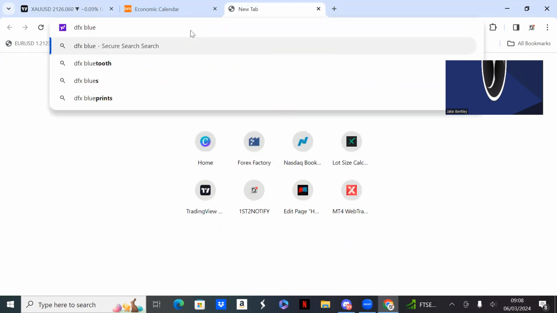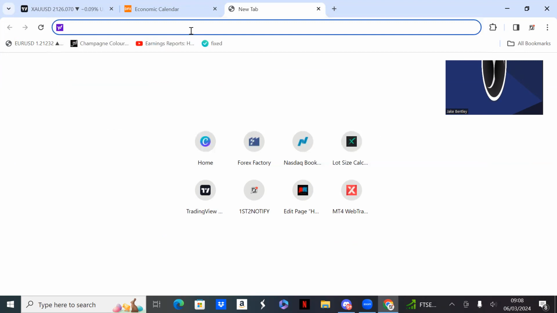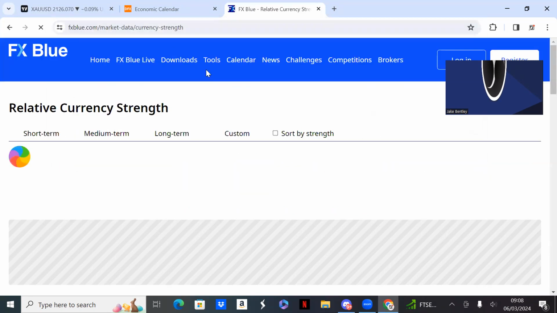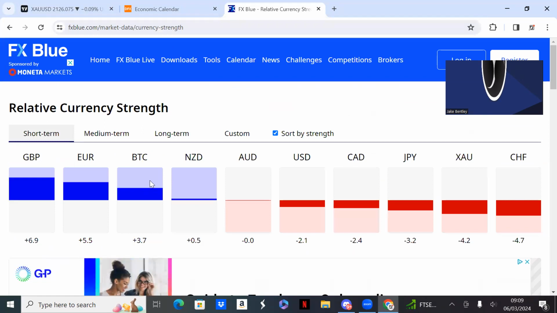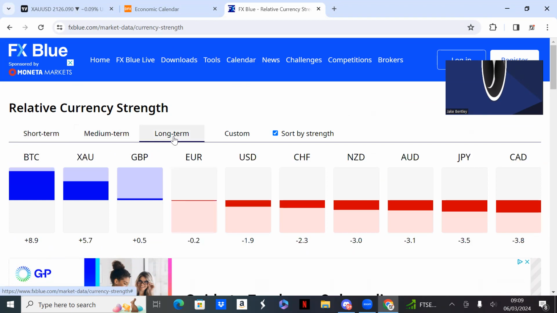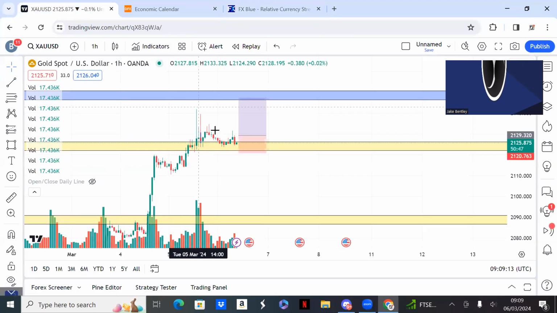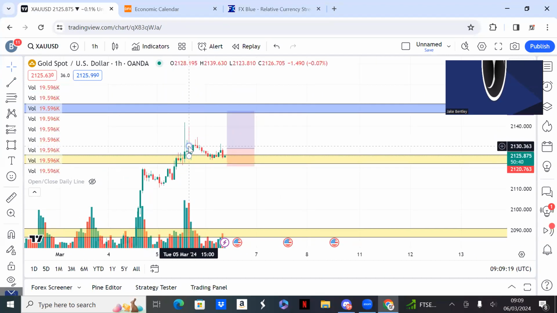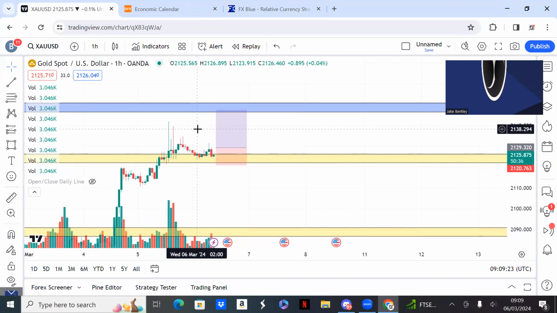Let's just take a look at the fundamentals though. DFX Blue. Let's take a look. So what's gold right now? Gold's a minus 4.2, USD minus 2.1. Medium-term gold stronger and long-term gold is a lot stronger. So, yep, definitely moving to the upside on gold. Probably going to tap 21.23 and then move up. So look out for that. We'll see if that happens later on at the Michigan Consumer Sentiment.